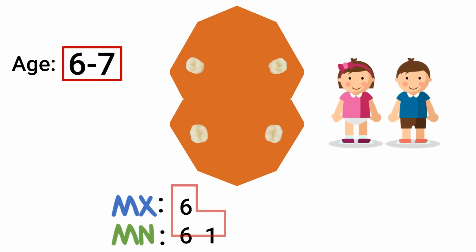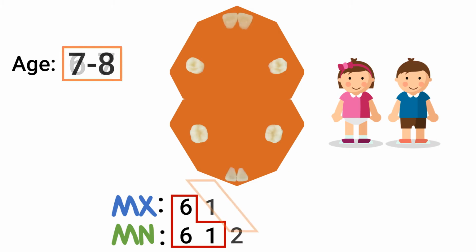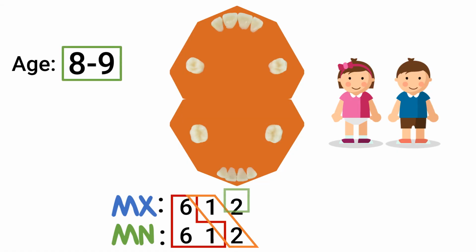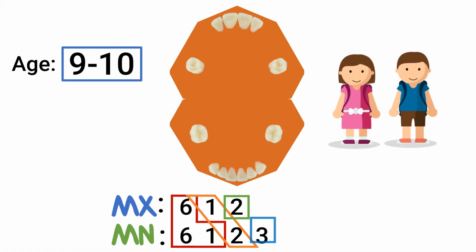From 6 to 7, our upper and lower first molars are the first to come in, along with the lower central incisors. From 7 to 8, the upper centrals will come in, as well as the lower lateral incisors. From 8 to 9, the upper laterals will come in, completing the incisors. From 9 to 10, our lower canines will pop out, but the upper canines won't show up until 11 to 12.